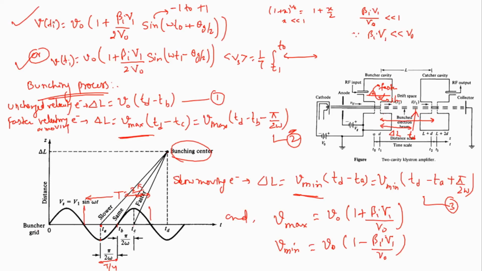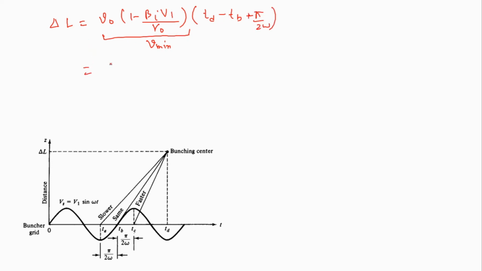So what is our V max? V0 into 1 plus beta I V1 divided by V0, into TD minus TB minus pi by 2 omega. And our delta L would be V0 into 1 minus beta I V1 divided by V0, into TD minus TB, and what was that? This was the minimum velocity, nothing but V min. In that V min we have already seen we have plus pi by 2 omega. So this would be V0 into TD minus TB.